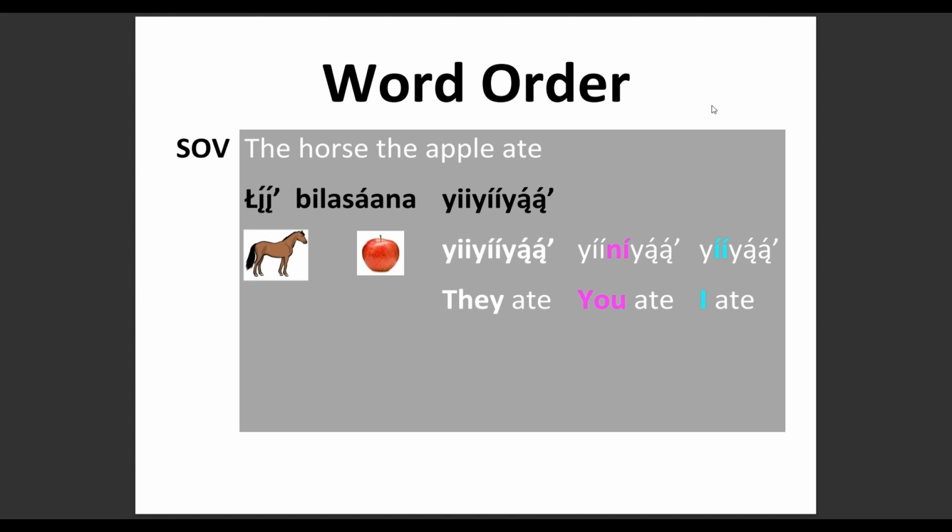So here, SOV, the horse the apple ate. When you have to use a subject, you would say, Łį́į́' bilasáana yiyííłchííʼ. So this means that they, he, she, or it ate the apple. All right. Because once again, this third person form includes all of those options. So you would say that when you have to include a subject.